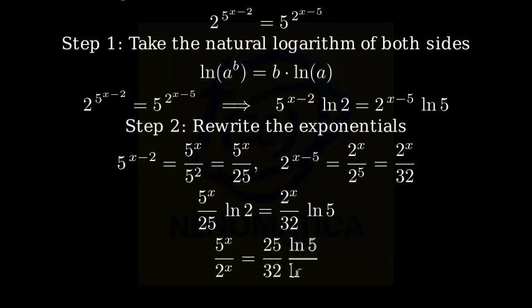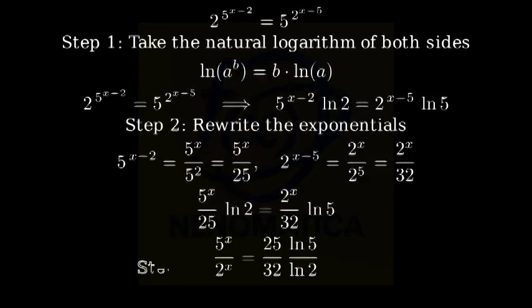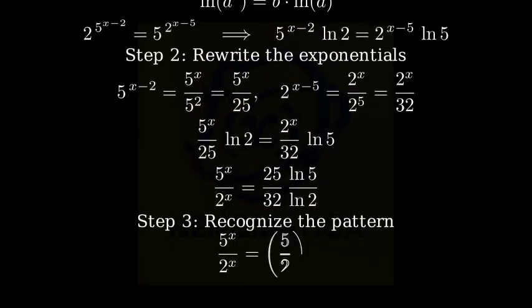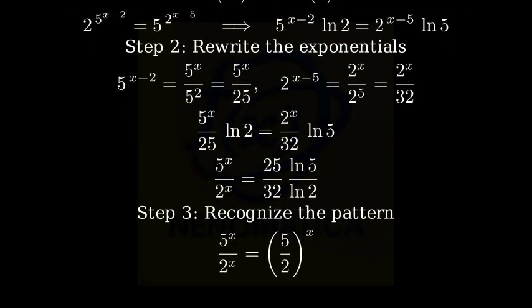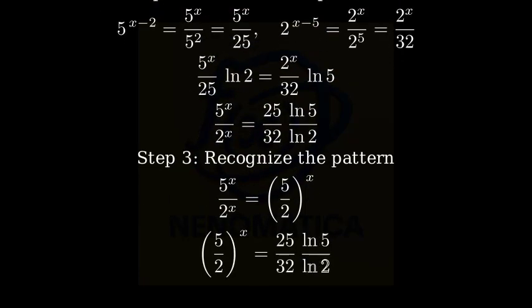Let's rearrange to isolate the exponential terms. We multiply both sides by appropriate factors to get 5 to the power of x divided by 2 to the power of x equals 25 divided by 32 times natural log of 5 divided by natural log of 2. Step 3. Now we need to recognize a key pattern. Notice that 5 to the power of x divided by 2 to the power of x can be rewritten as the fraction 5 over 2 raised to the power of x. With this simplification, our equation becomes 5 over 2 raised to the power of x equals 25 over 32 times natural log of 5 divided by natural log of 2.